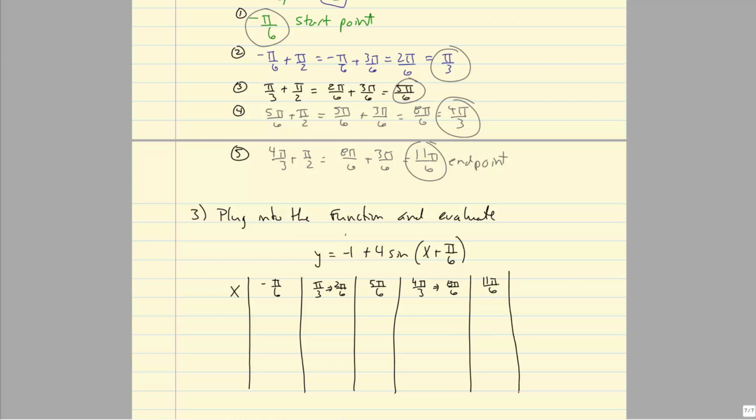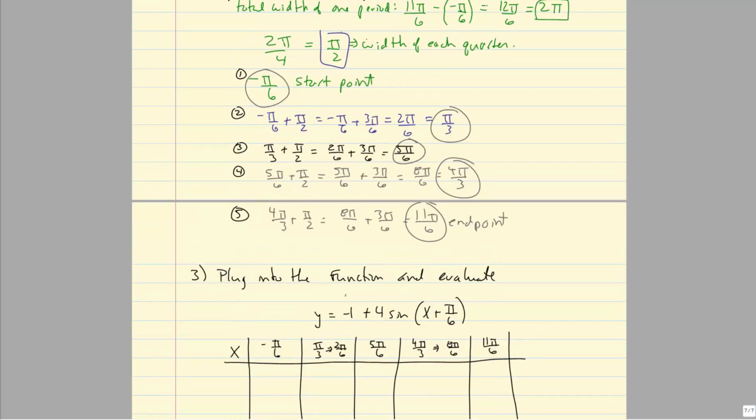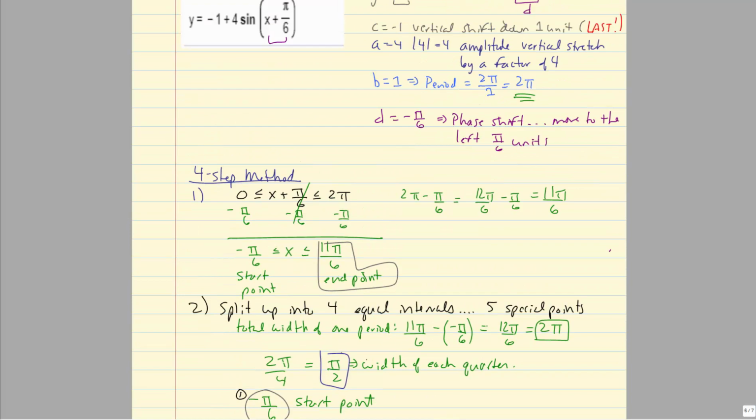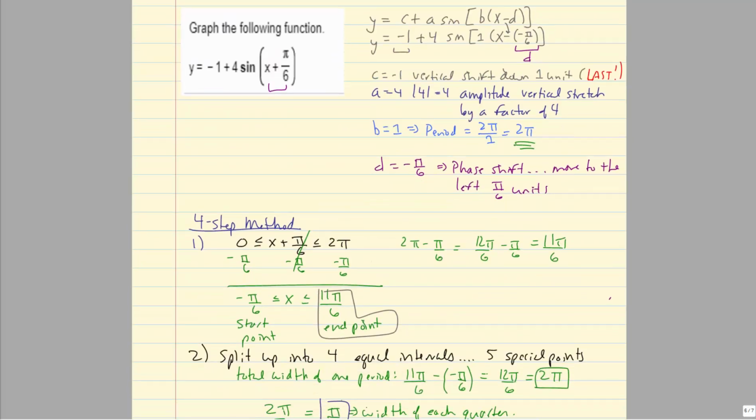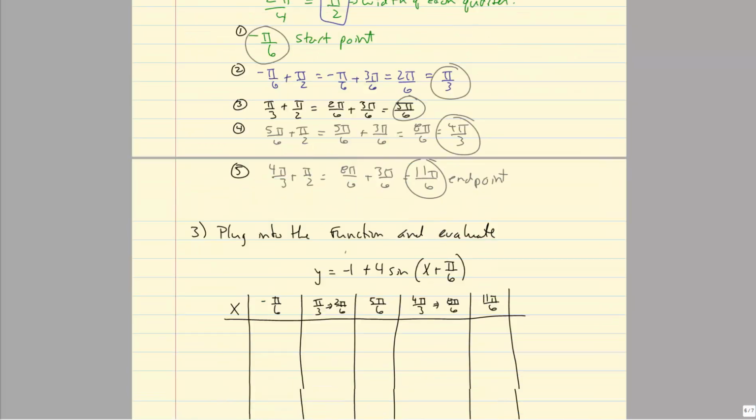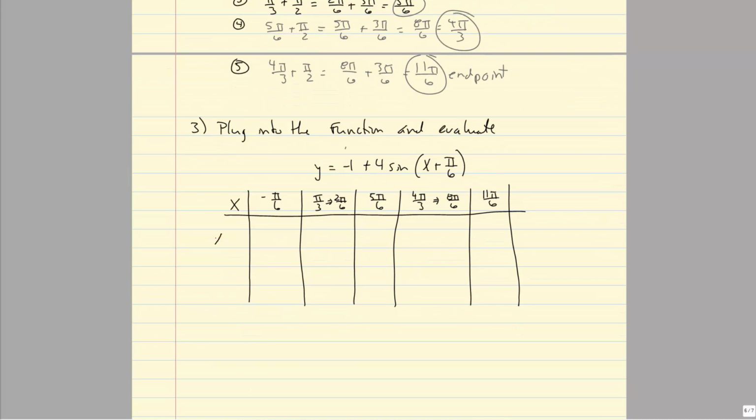Now I'm not using that pi over 6 multiple information to plug in. I'm using them for graphing. So what we're going to do is plug this into the argument first, x plus pi over 6. So that would be my first step here. And then I'm going to take the sine of x plus pi over 6. And then I'm going to take 4 times the sine of x plus pi over 6. And then my final step would be to take negative 1 plus 4 sine of x plus pi over 6.